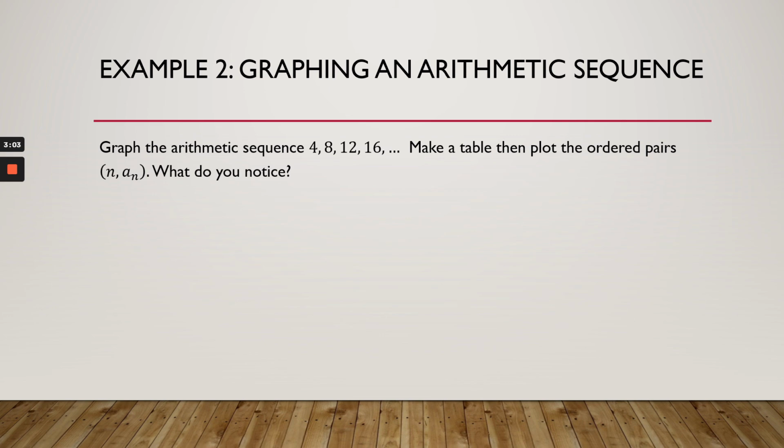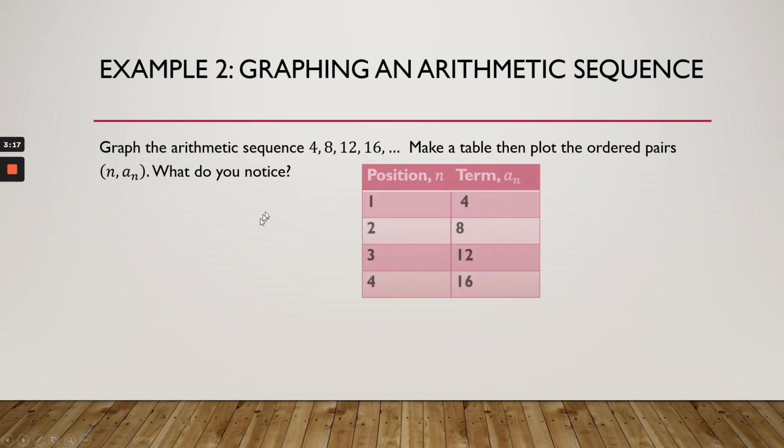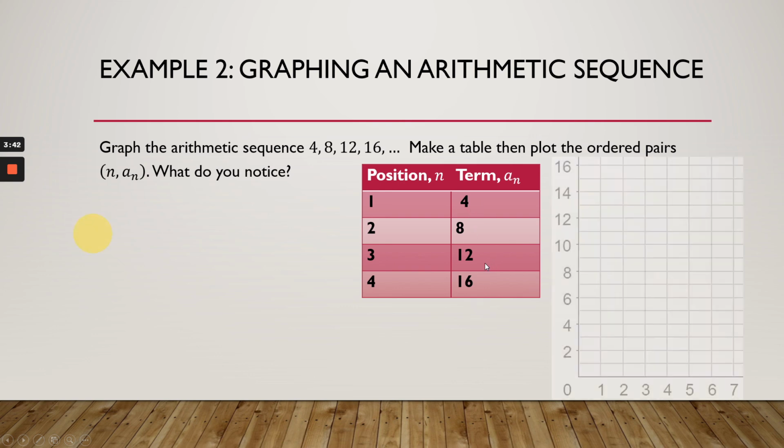So to graph an arithmetic sequence, we make a table and then we plot the ordered pairs using the number of the term for our x and the actual term as our y. Okay, so here we've got an arithmetic sequence. First term, second term, third term, fourth term, going 4, 8, 12, 16. If we find our common difference, 16 minus 12 is 4, 12 minus 8 is 4, 8 minus 4 is 4, so which means we would add 4 to keep on finding the next term.